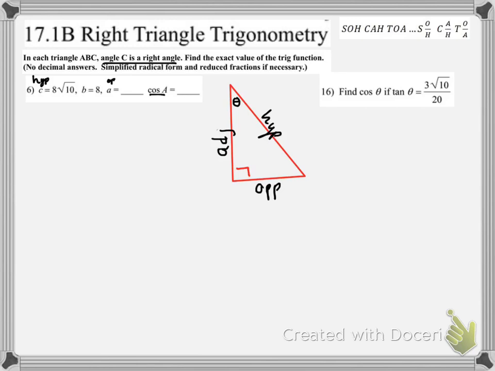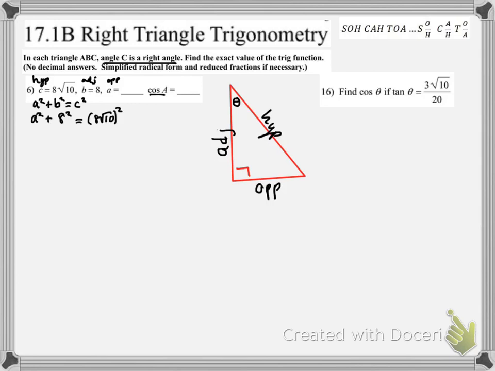That means lowercase a is opposite, and that leaves adjacent for the 8. If you want to put them on the picture, you can do that. I'll probably do that on the next problem. So I need to find the missing side first. And of course, a squared plus b squared equals c squared leads me to unknown a. B is 8, and c is 8 square root 10.